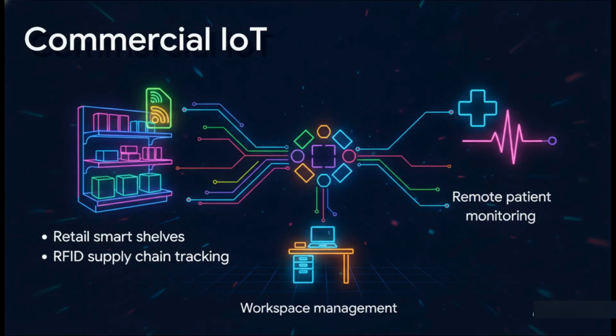Then we have commercial IoT. This is where businesses use tech like RFID tags and smart shelves to totally upgrade their operations. Imagine a retail store where the shelf itself knows you just took the last box of cereal and automatically orders more from the warehouse. Or in healthcare, where doctors use remote monitoring to continuously track a patient's blood pressure from miles away. It's a real game changer for efficiency and customer care.